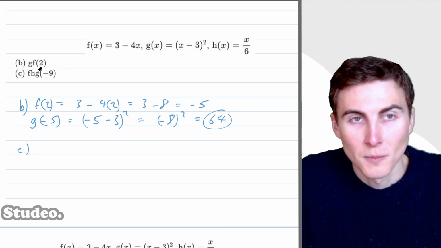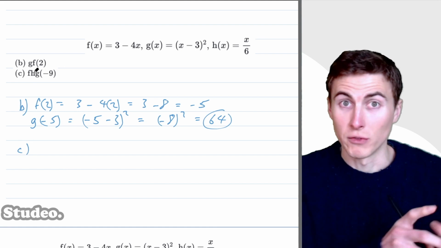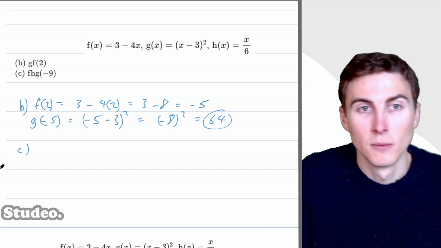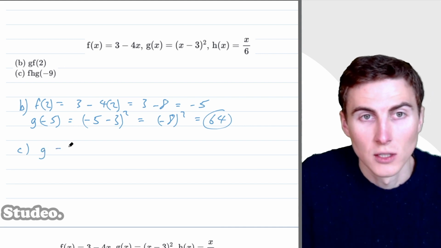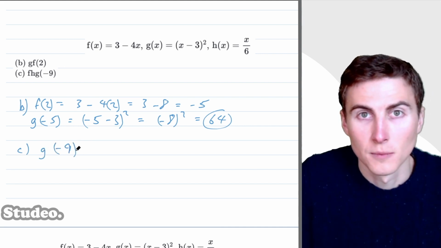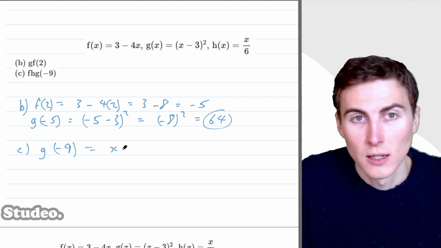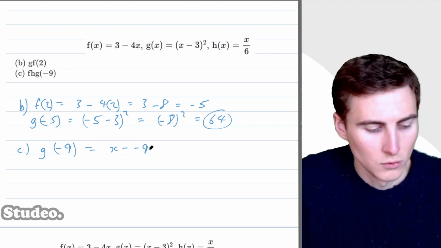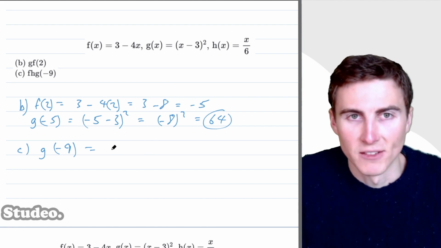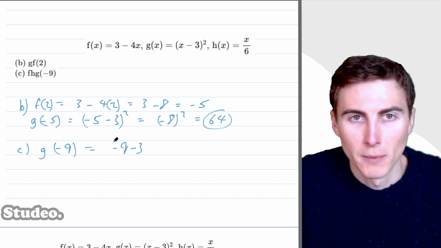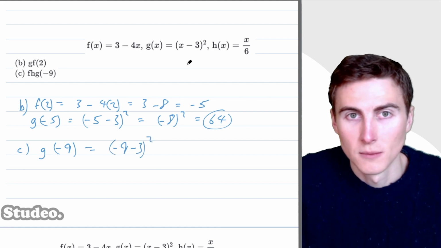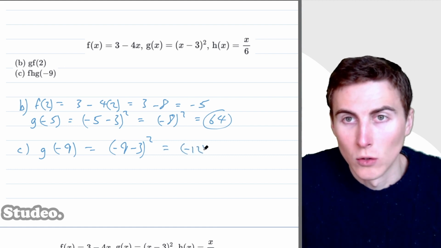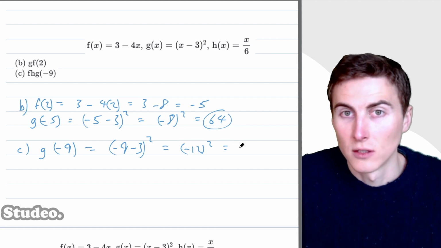Then for C, there's now like 3 letters, so 3 functions within this one composite function, but we still apply the same rule. So first of all, we're going to find g of -9. Oops, sorry, my bad. The x is -9, so -9 minus 3 squared. -9 minus 3 is -12, so now I've got -12 squared, and that's 144.